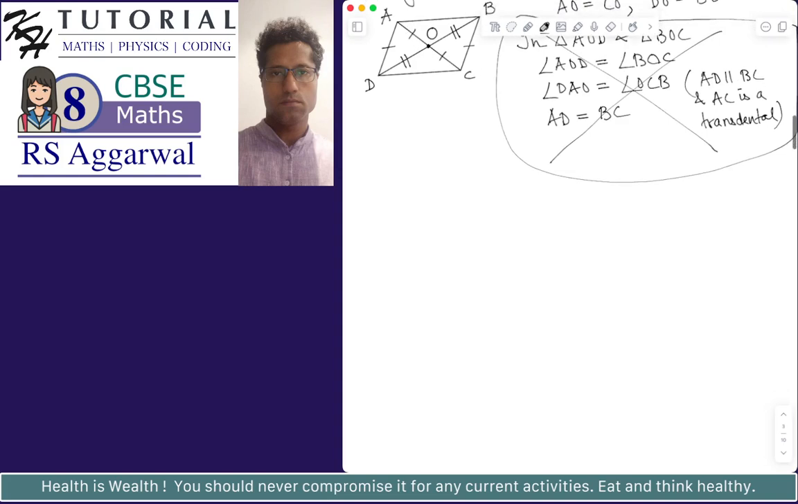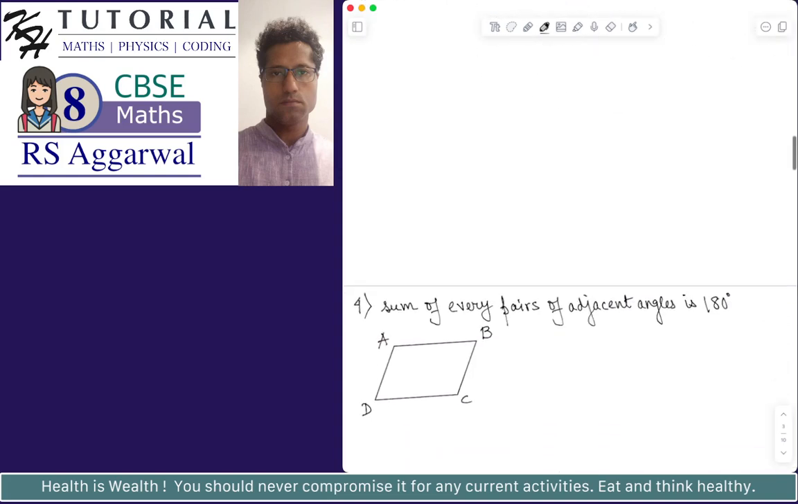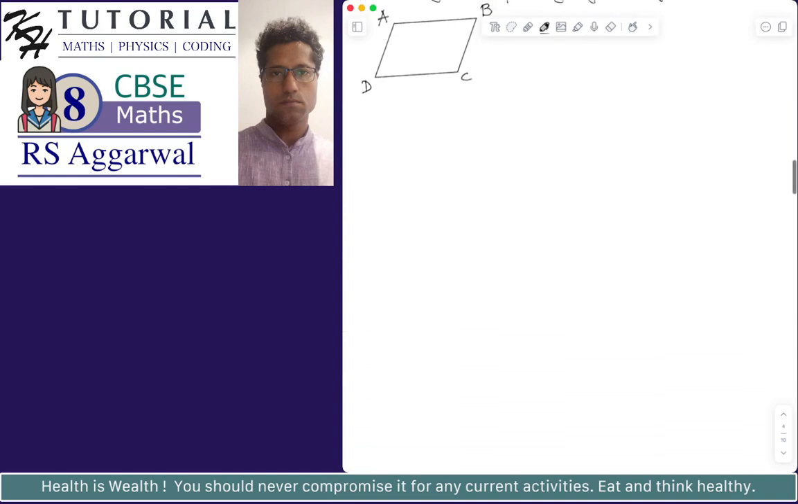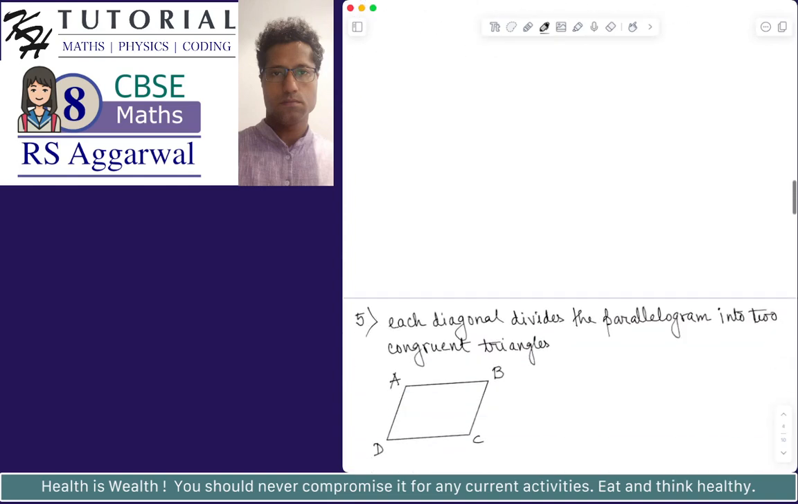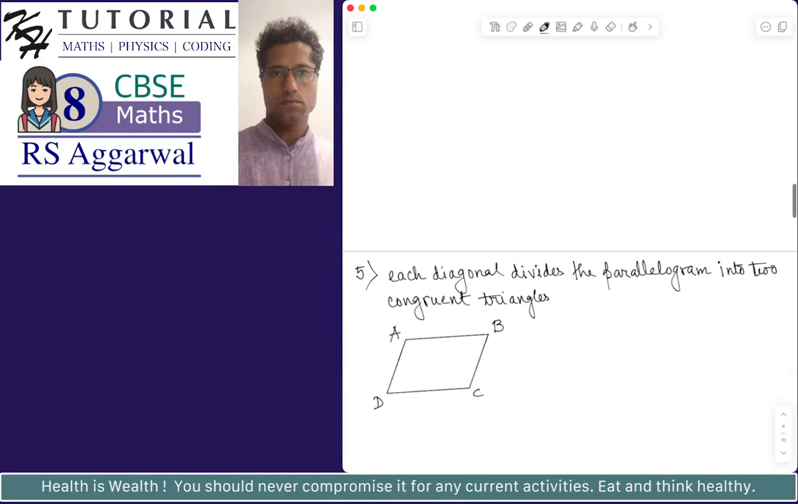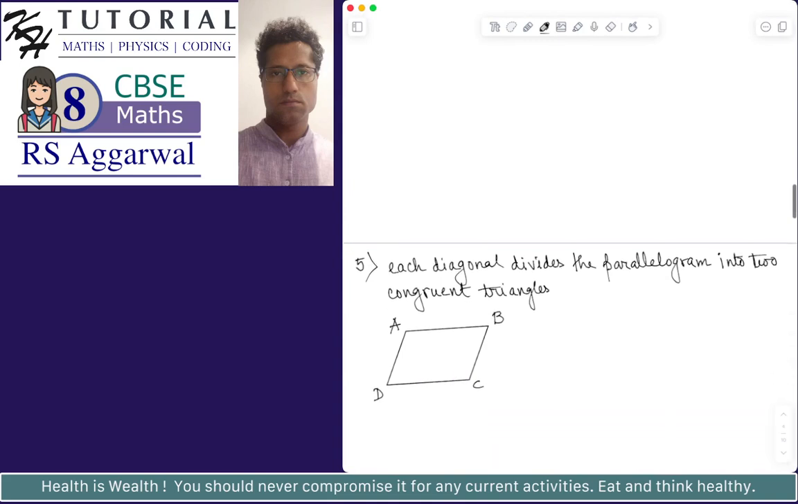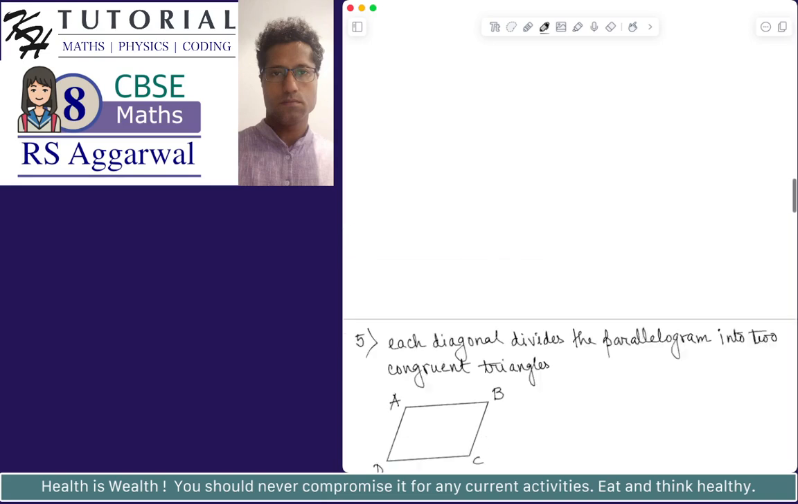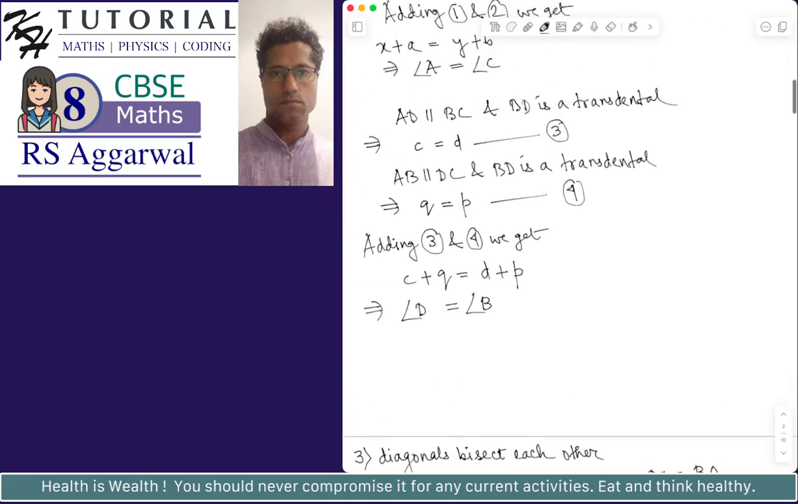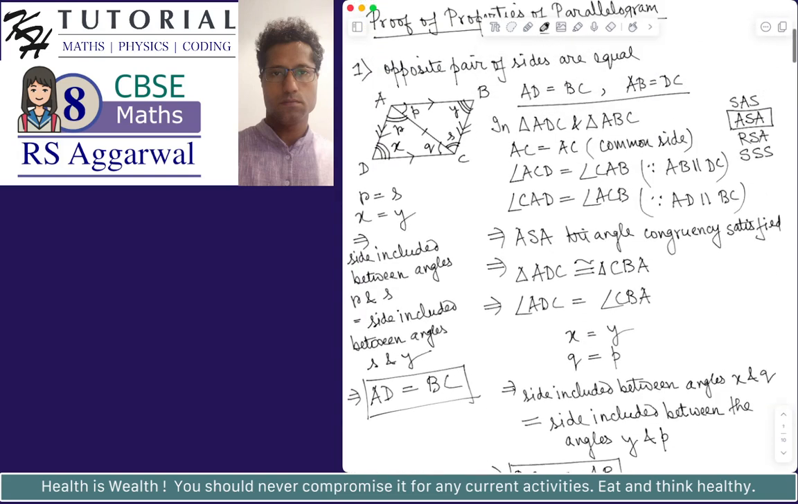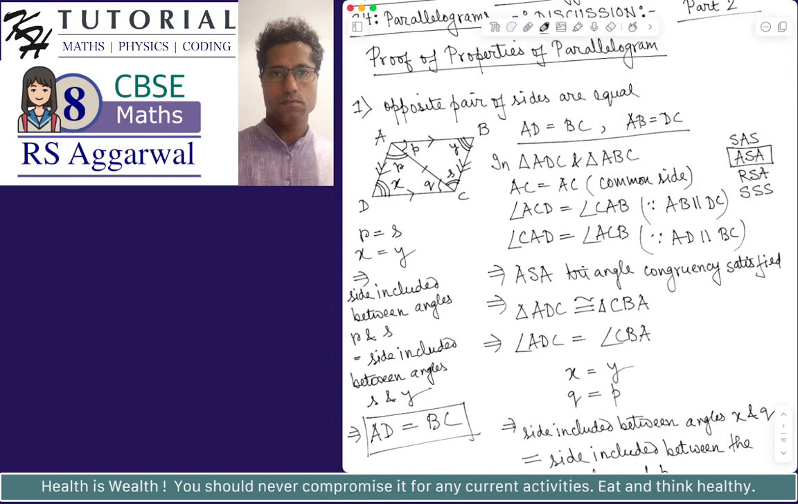I will, for the time being, skip this proof. Let me proceed with the other ones; two are left. Property 5, that each diagonal divides the parallelogram into two congruent triangles, I have already done while doing the proof of 1. While doing the proof of 1, that opposite pairs of sides are equal, I already proved that the diagonal AC divides the parallelogram into two triangles ADC and ABC, and they are congruent. So it is already proved.